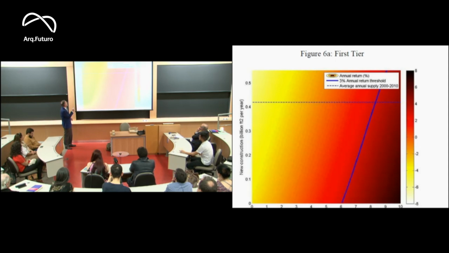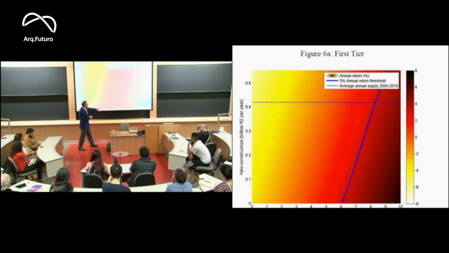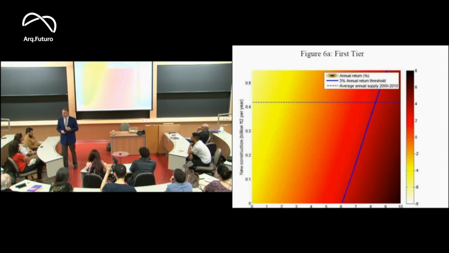So basically, this line is the 3% annual return threshold. To get there, you need either monumental amounts of income growth, or a lot of shutdown of new supply. Given anything else, you're sort of stuck. And the point being that China's basically got a quandary. Chinese leaders have the ability to do something about this, but it's not clear what the right answer is.